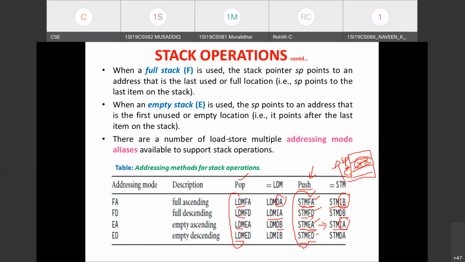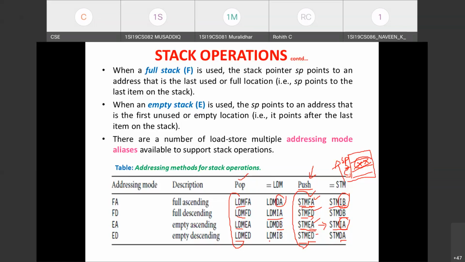Hope these four terminologies and these four addressing modes are clear. So what is the equivalent STM instruction for ED? It is empty descending. Just say it is decrement after. So first the data is inserted and after that the SP pointer is decremented. That's why the decrement after addressing mode is used.